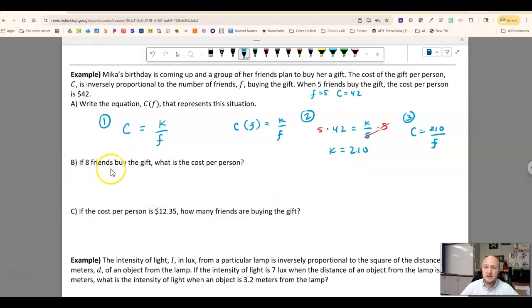Then they give an additional question, usually right after the prompt. So this is kind of broken down. B, if 8 friends buy the gift, what is the cost per person? So now, what is the cost if we have 8 people going in on this gift? So 210 divided by 8.